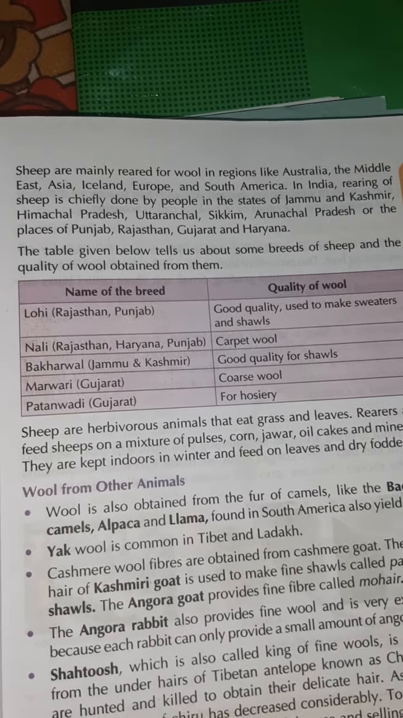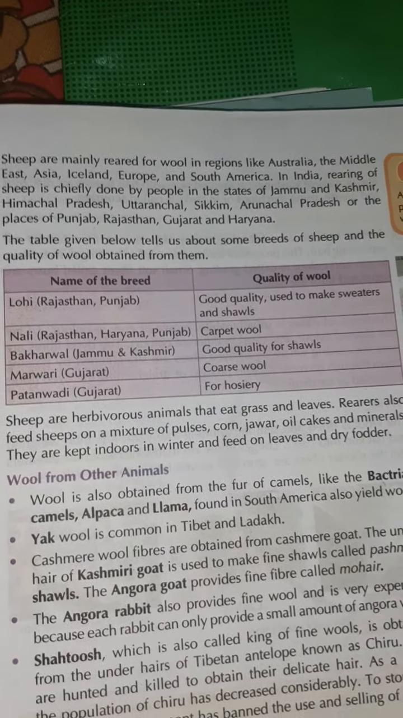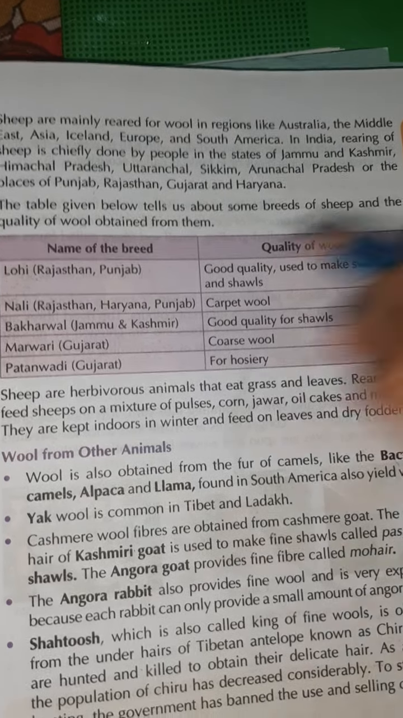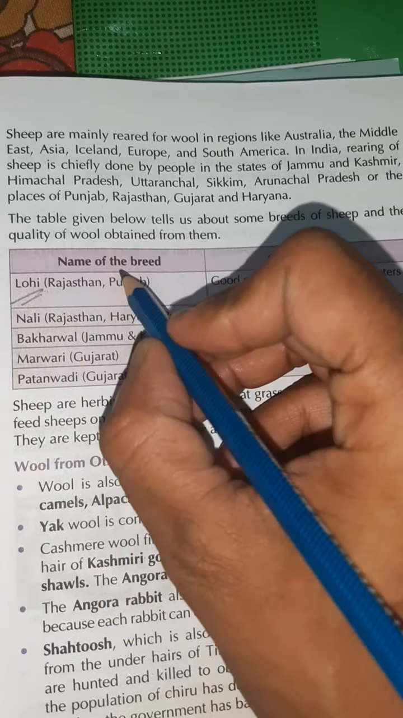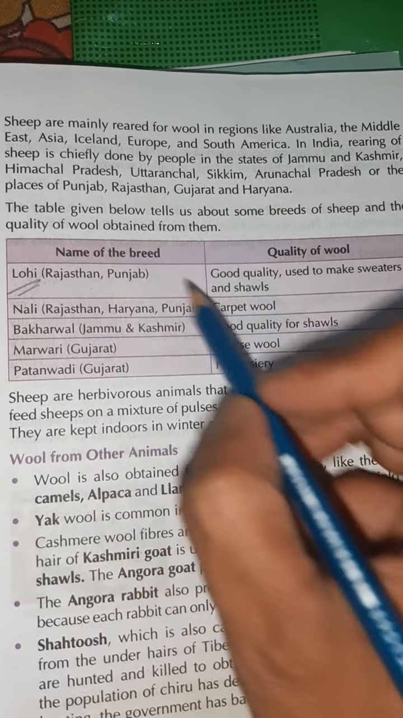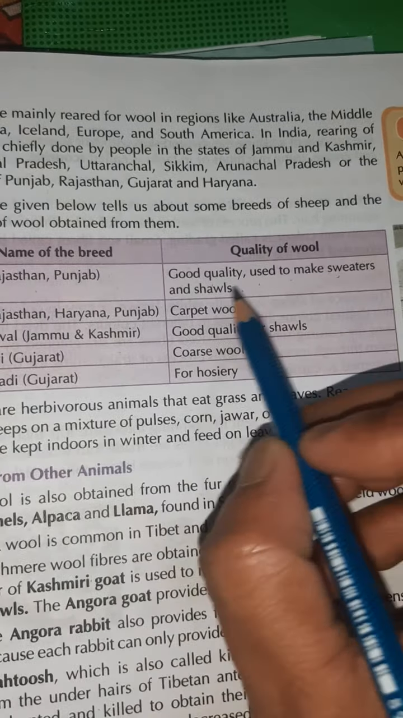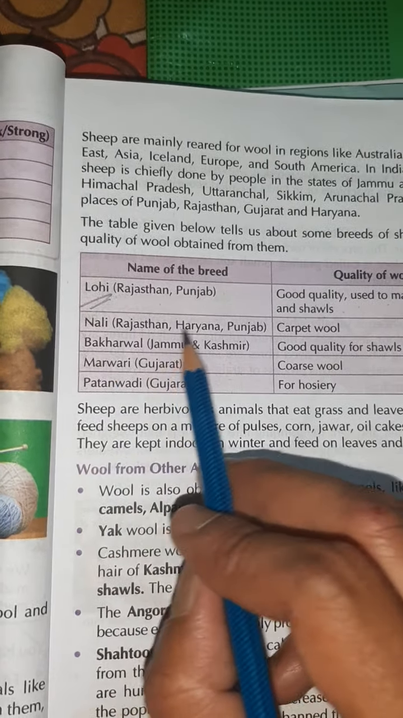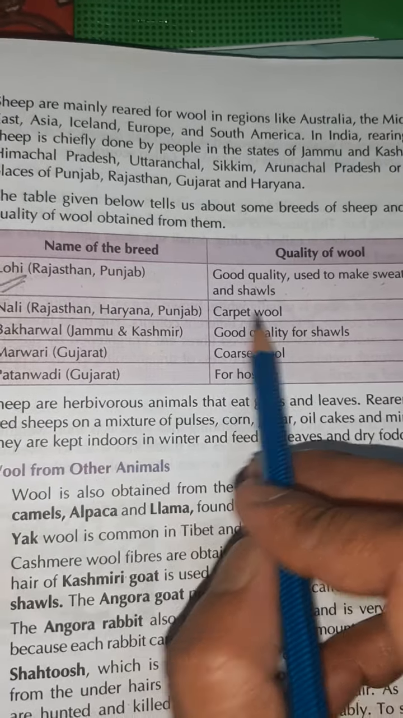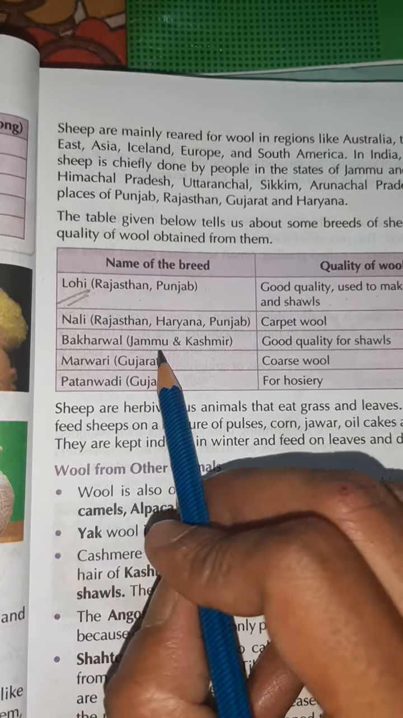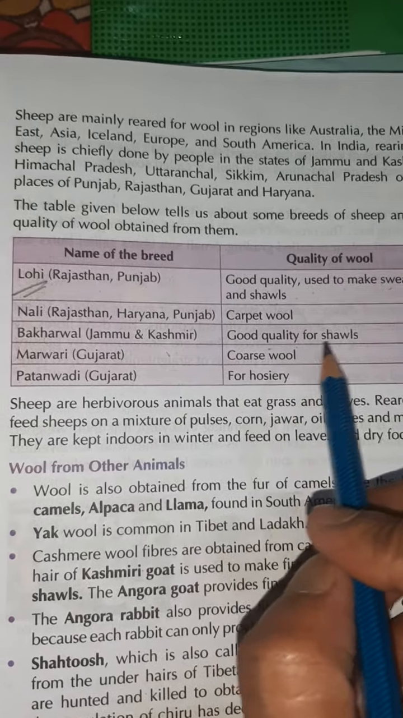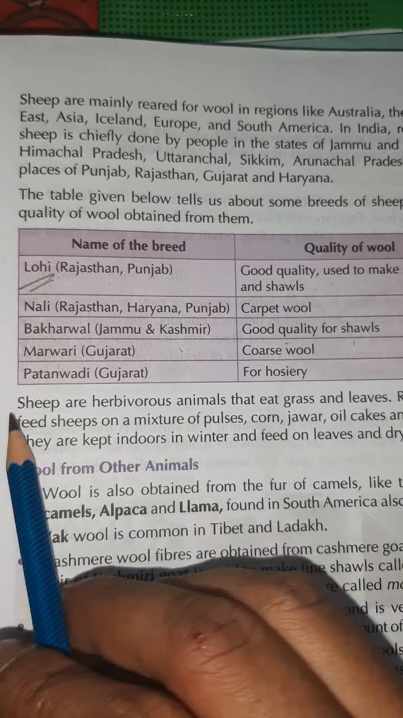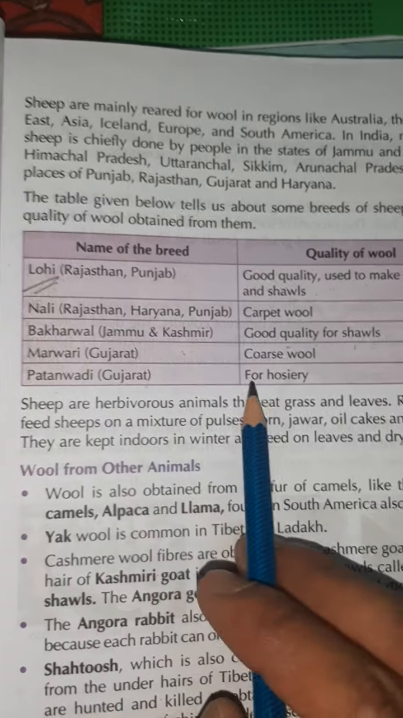The table below tells us about some breeds of sheep and the quality of wool obtained from them. Name of the breed: Lohi, Rajasthan, Punjab, good quality used to make sweaters and shawls. Nali, Rajasthan, Haryana, Punjab, carpet wool. Bakharwal, Jammu and Kashmir, good quality for shawls. Marwari, Gujarat, coarse wool. Patanwadi, Gujarat, for hosiery.